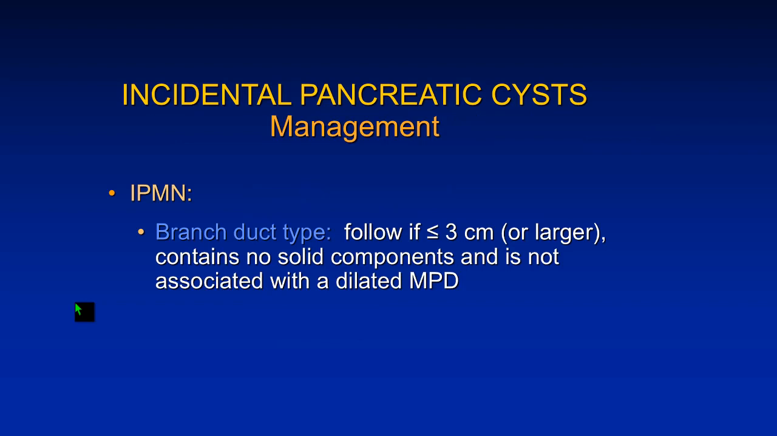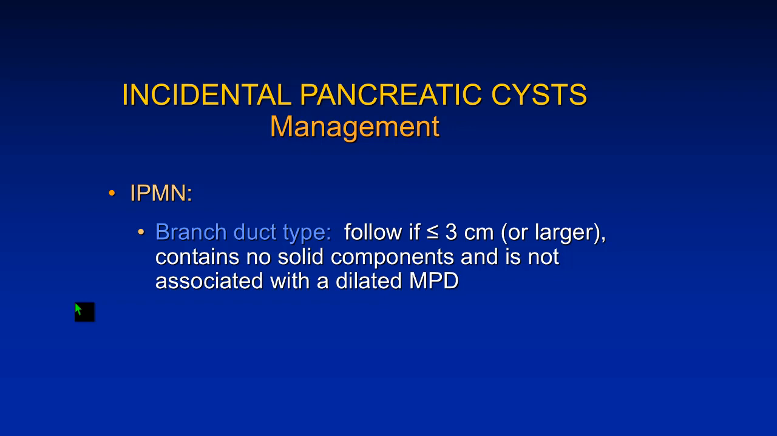Now, what about management? And this is where we run into problems with the various guidelines. I think there's a pretty good consensus among all the guidelines that if we see what we think is a branch duct IPMN that is 3 centimeters or smaller and has no worrisome features, then we can follow this lesion with imaging.